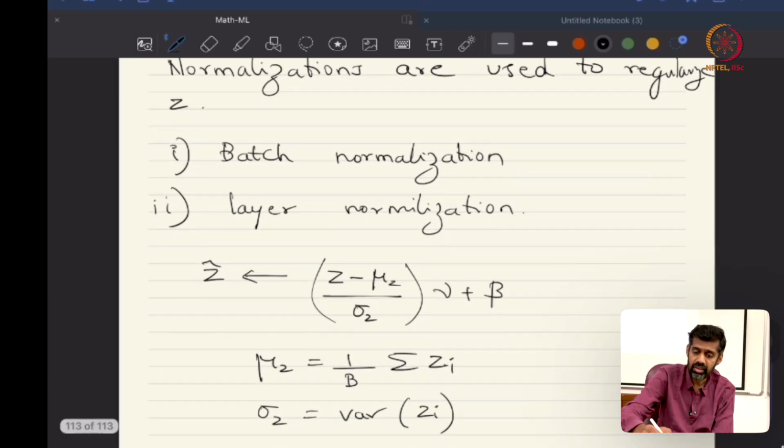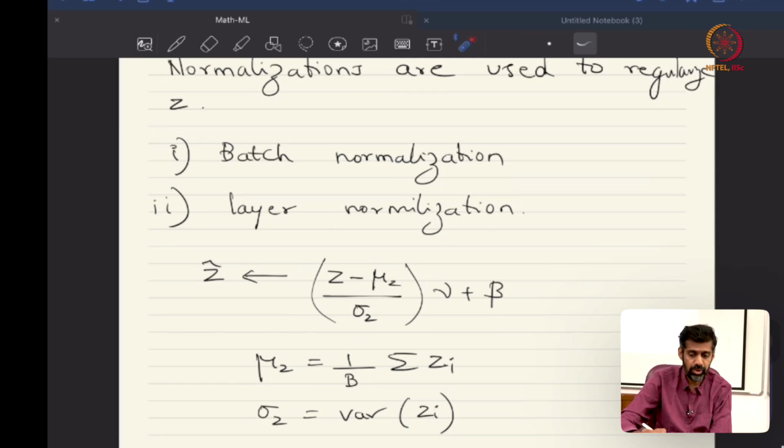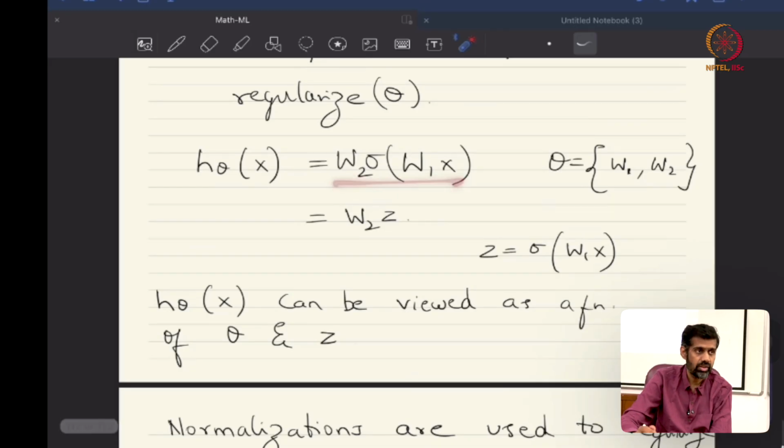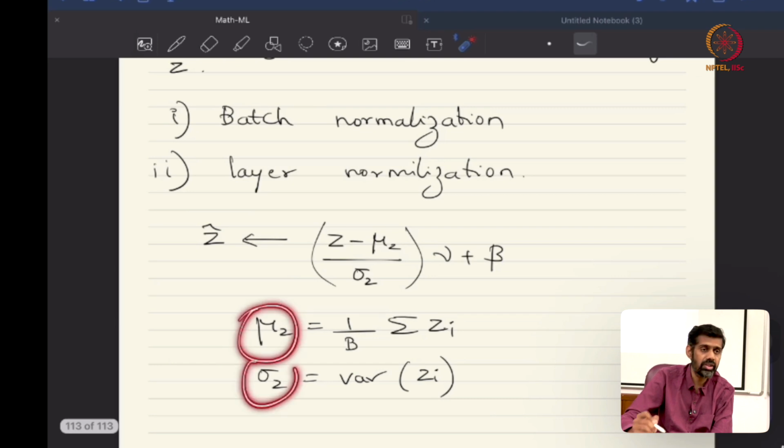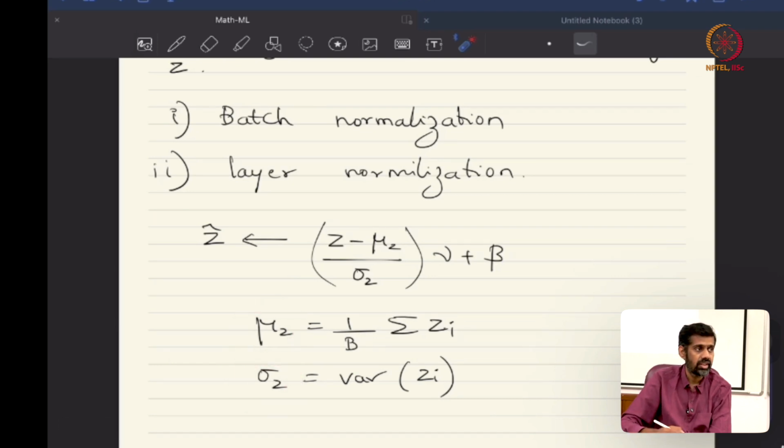Now, what am I doing? After I compute z, see what is happening in a neural network. Let us say that you take the output of one particular layer, that is what we are calling z. Before we pass it through the next layer, we do this operation, which is to subtract some mean and divide by some variance, and then pass it to the next layer. The question is how I compute this mean and variance, which is what differentiates batch normalization and layer normalization.